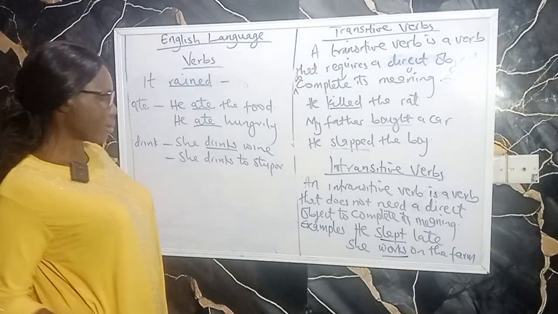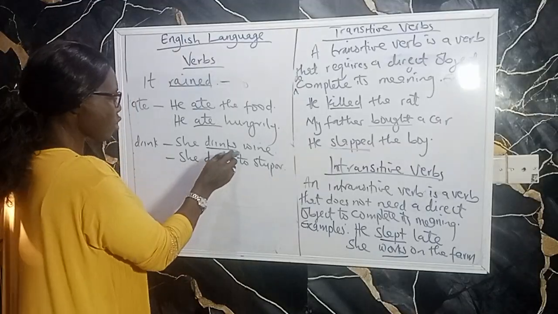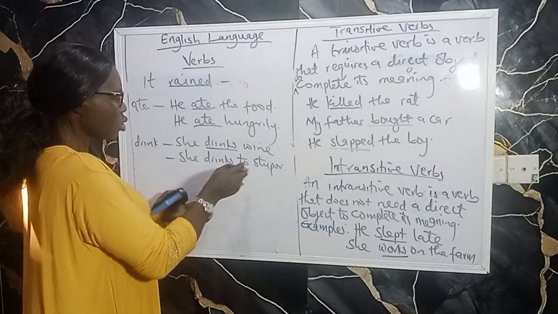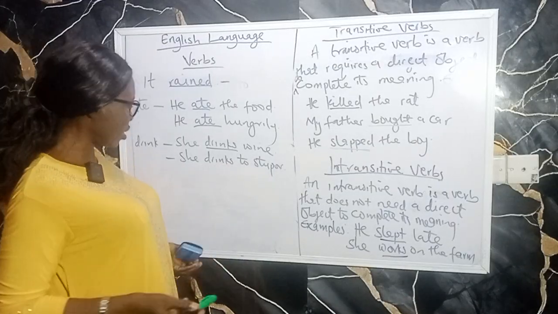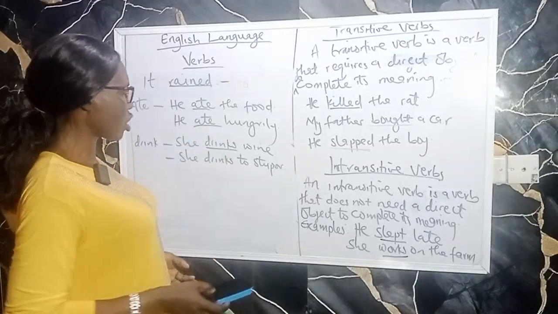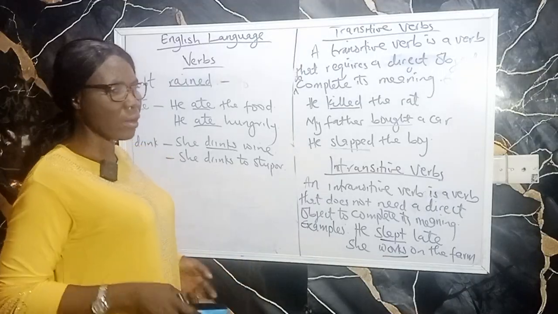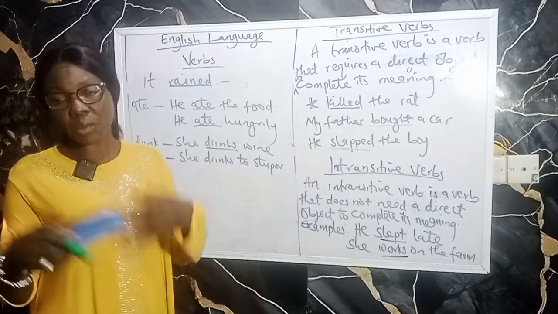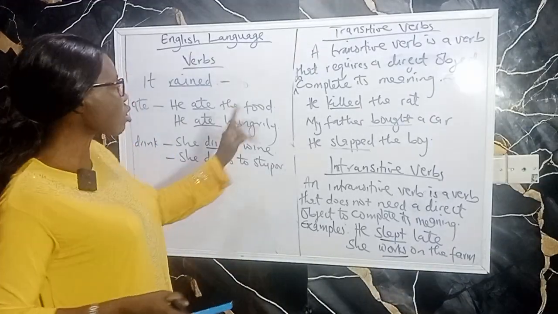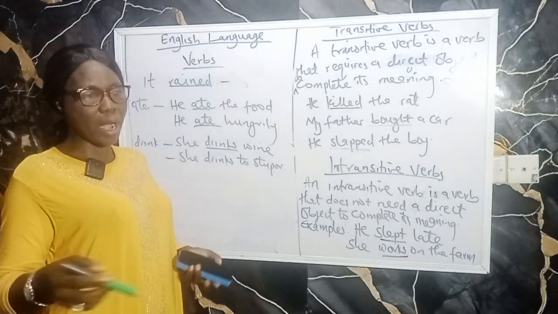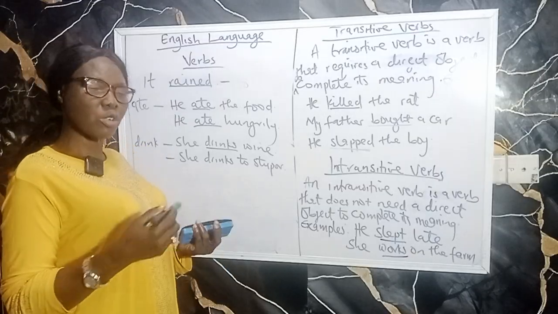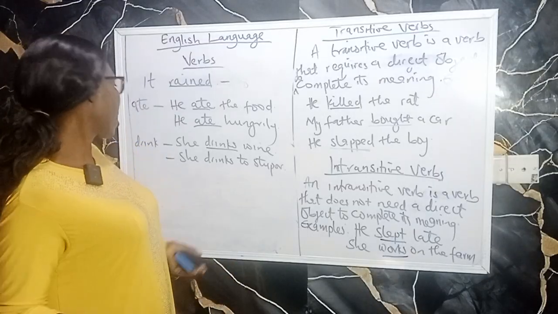She drinks wine. This is a transitive verb here because wine here is an object. It's a noun. She drinks to stupor. To stupor is not an object. I want to remind you that an object is the receiver of an action, and it should be a noun, a pronoun, a noun phrase, or a noun clause. So it should be a noun or pronoun. And the same thing applies to the subject, that is the performer or doer of an action. It should be a noun or a pronoun. It could be a single noun, a phrase, or a clause.